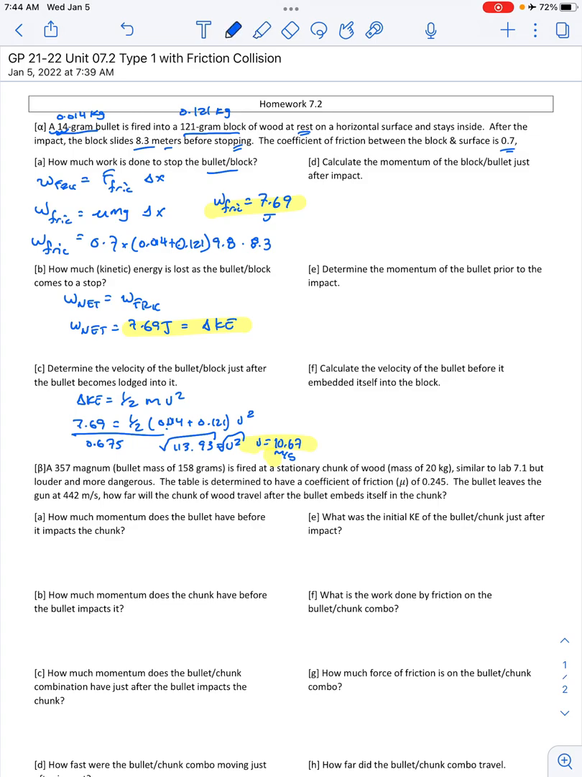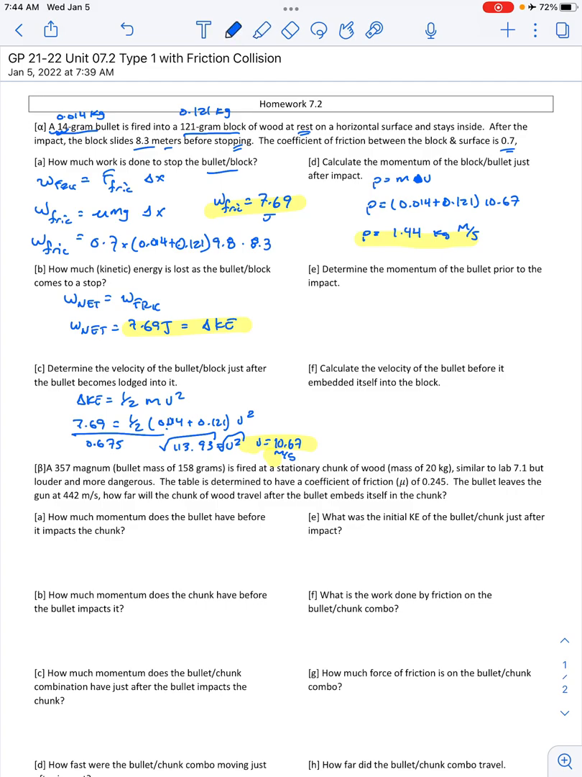There, all right. Calculate the momentum of the bullet and block just after impact. So remember here, this is going to be m v. Oh, if it's just momentum, we don't need that. So P equals, again, this is bullet and block, 0.014 plus 0.121 times that velocity of 10.67. So 0.014 plus 0.121 times 10.67. So the momentum here was 1.44 kilogram meters per second.